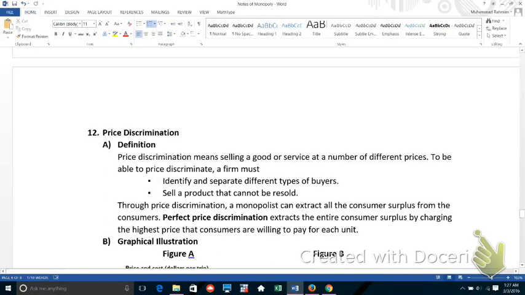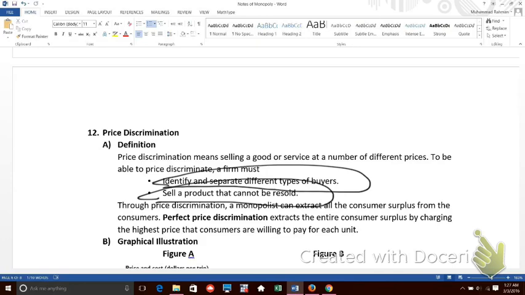let us now move to the second pricing mechanism under monopoly, which we call price discrimination, and this is a fascinating concept. Let's start with the definition. Price discrimination means selling a good or service at a number of different prices, which means that you want to sell at different prices to different groups or individuals. It's not easy to do that. In order to charge different prices to different individuals, you first need to know what type of buyers exist. So you need a good identifying mechanism, and you also need to make sure that whatever you sell to one person cannot be resold to another group, right?